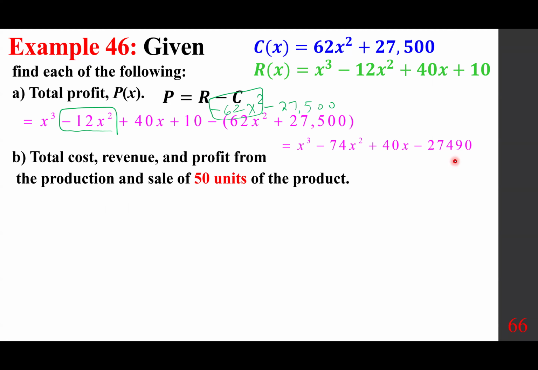So the next one is asking for the total cost, revenue, and profit when the production and sale of 50 units of the product is done. So replace the x with 50 in each case. For example, for the cost function, 62 times 50 squared plus 27,500. You plug in, you calculate, you get 182,500. This is elementary algebra, everybody. I just want to make sure that we understand that.